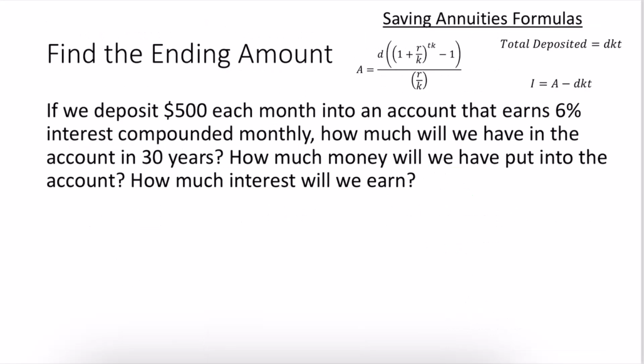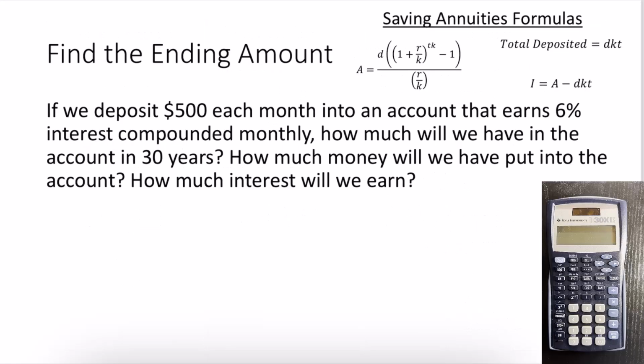So let's look at an example. So in this problem, it says if we deposit $500 each month into an account that earns 6% interest compounded monthly, how much will we have in the account in 30 years? How much money will we have put into the account, and how much interest will be earned?